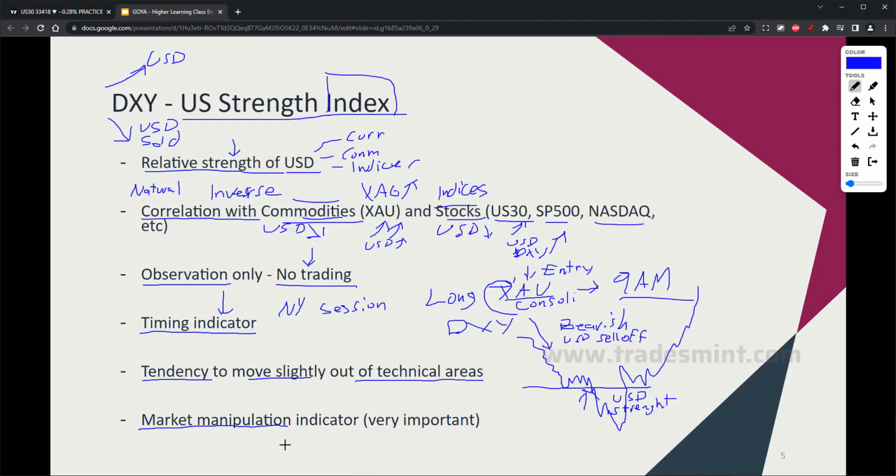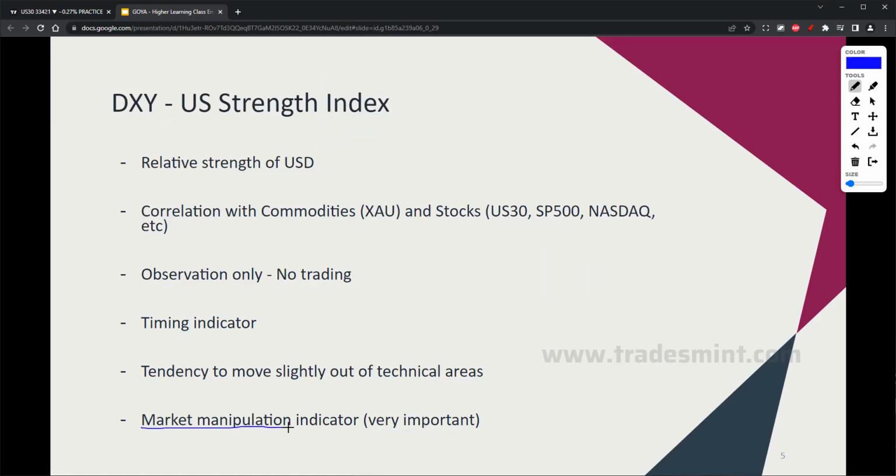Okay. And lastly, the last point, which is the most important one, market manipulation indicator. Okay, so what do I mean by market manipulation? Just like I said before, usually the DXY is going to be an inverse correlation with commodities and indices. Okay, if the DXY is following the moves of the commodities and the indices, it means a hidden agenda is going on, a manipulation is going on.